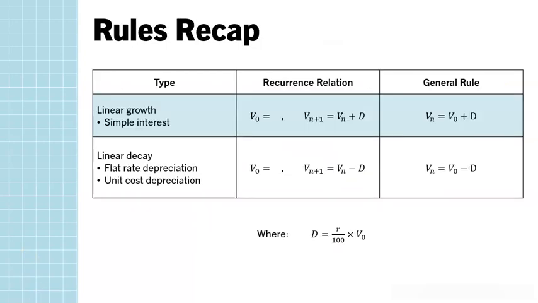So just a really quick rules recap here. You'll note both versions of growth and decay are very similar in their rules. So be very careful when you're reading the question, you're picking up keywords. In particular, you're looking for those key applications. For growth, we are talking about simple interest, either loan or investment. Both will be growth. And for decay, we are talking about the flat rate depreciation and unit cost depreciation. And just remembering that your value of D can be, first you have to calculate it if you're given that as a rate of the initial value and using that rule there.